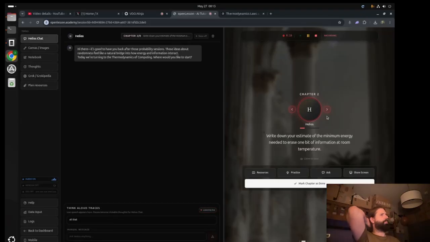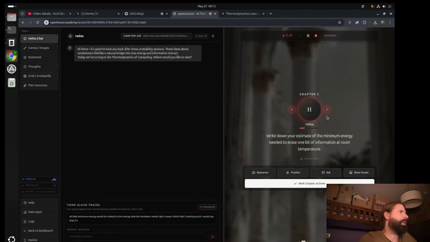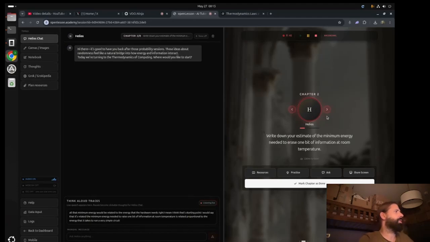Well, that minimum energy would be related to the energy that the hardware needs, right? I mean, I think that's a starting point. I would say that it's related. The minimum energy needed to erase 1 bit of information at room temperature is proportional to the energy that it takes to run a very simple circuit board.